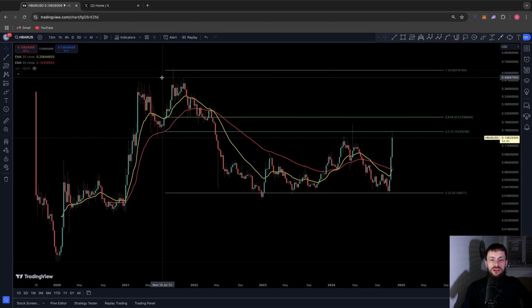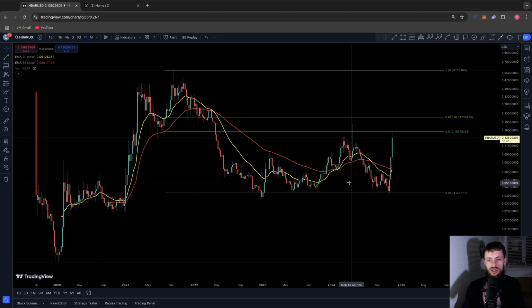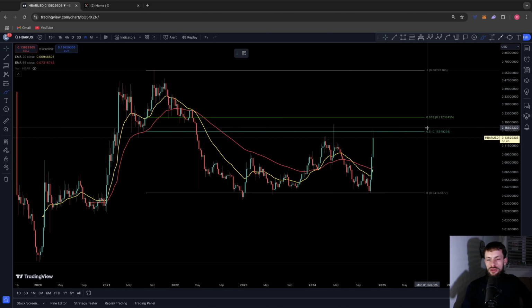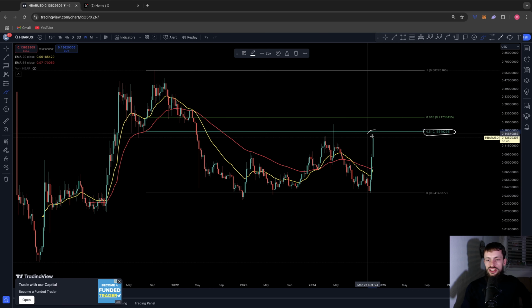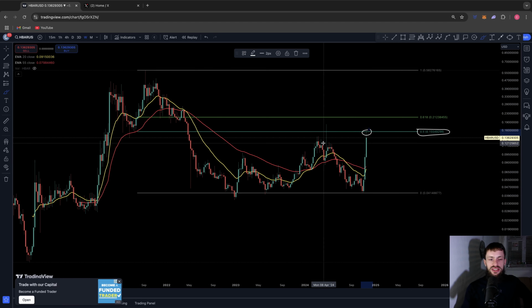that bang on, if we go straight back to the all-time high from these lows, you'll see that we've run into the golden ratio as resistance. So this is the 0.50 here at 15 cents, which we've actually wicked into this week, is the key resistance level.